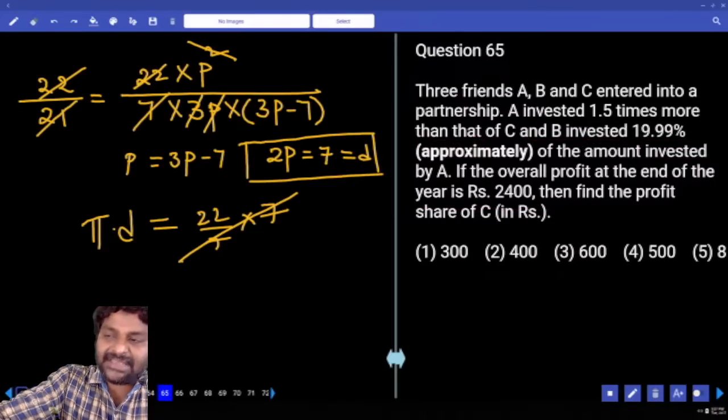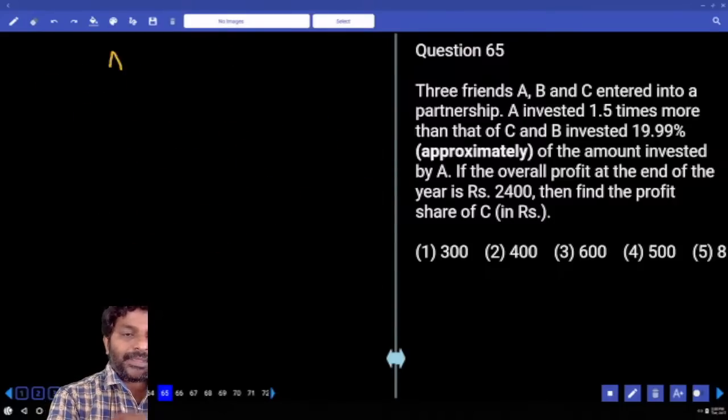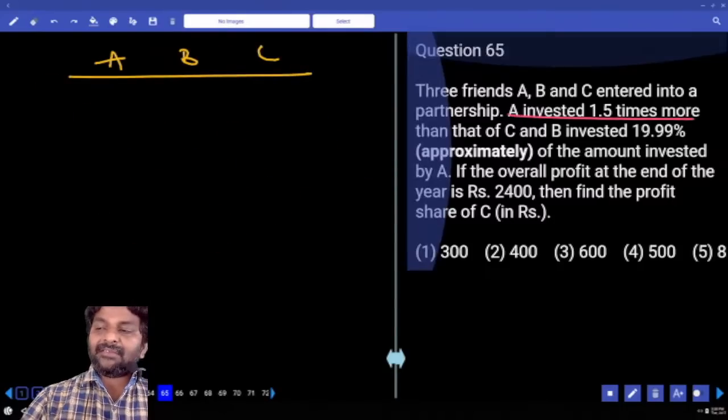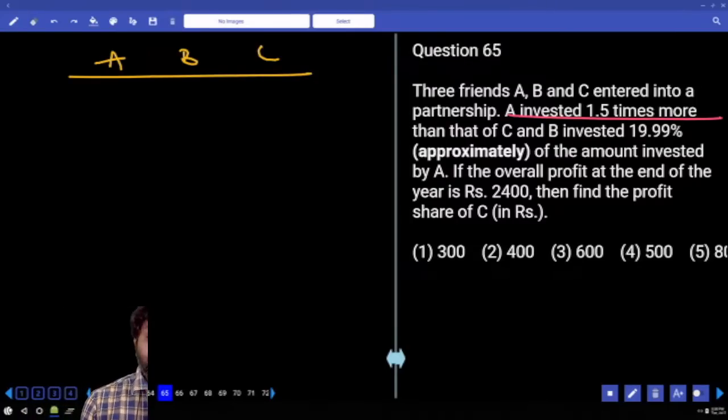3 friends A, B, C entered into partnership. A invested 1.5 times more than that of C, and B invested 20% of the amount invested by A. If the overall profit at the end of the year is 2,400, find the profit share of C. A, B, C. A's investment is 1.5 times more than C.